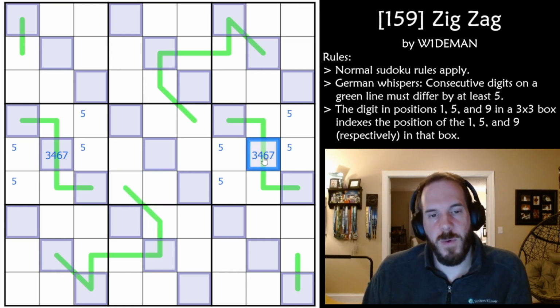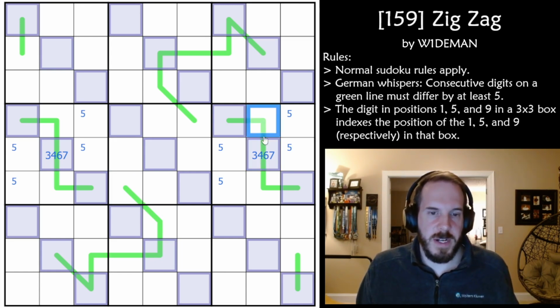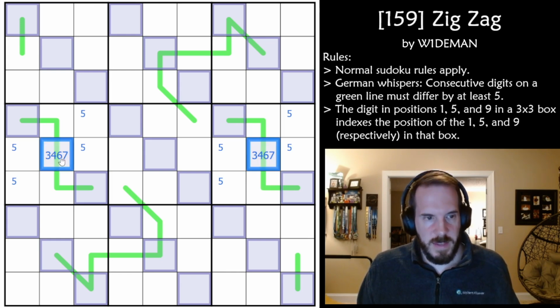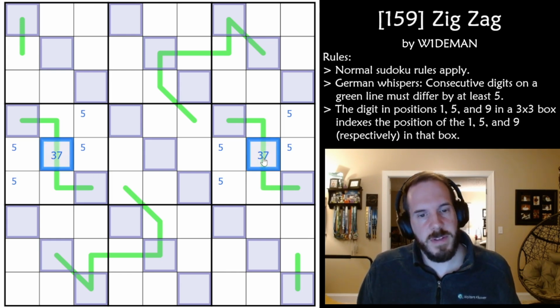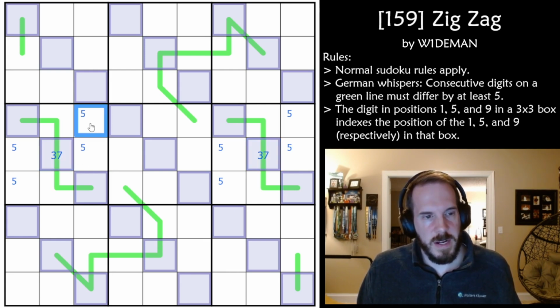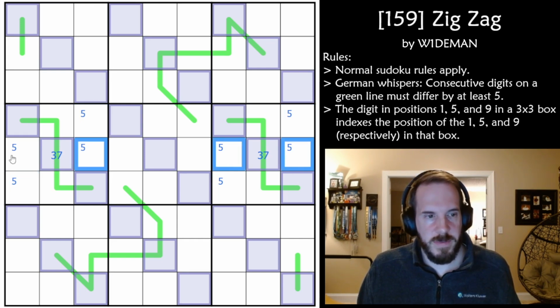So if I try to put a 4 or a 6 in this central cell of this box, if I put a 4, I need 2 9s here, or if I put a 6, I would need 2 1s here. So these can't be 4 or 6. So we end up with a 3 7 pair. We also know that the 5s are going to be in positions 3 and 7 of these two boxes. So I can delete these 5s.